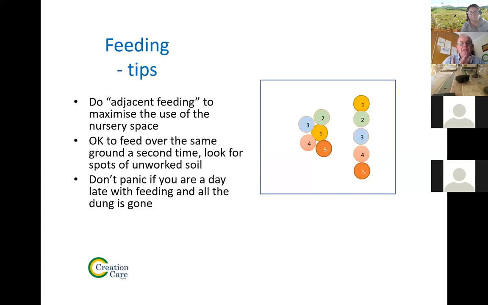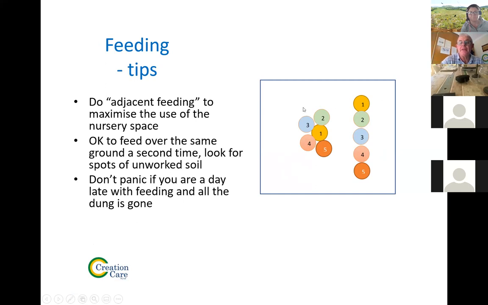Now, I mentioned adjacent feeding. That maximizes the use of space in the nursery. So if our first feeding was here, we go 2, 3, 4, 5, 6, and then we just go around like that. Some people actually do it in a line, and that's a really good way to efficiently use the space in the nursery. It's very good because if you do it randomly, you don't know where you're at. And if you don't know where you're at, then you've not actually filled up every square centimetre of your soil with brood balls.